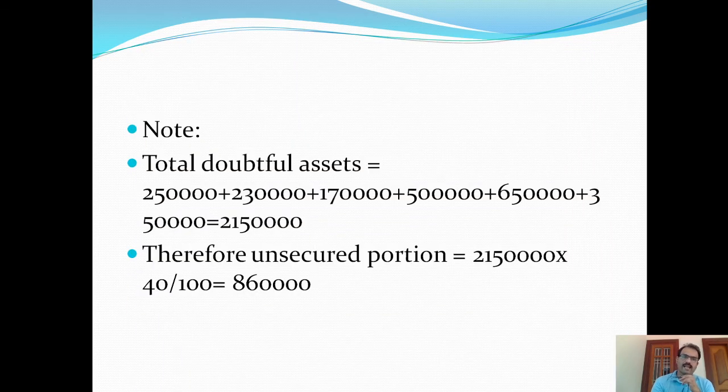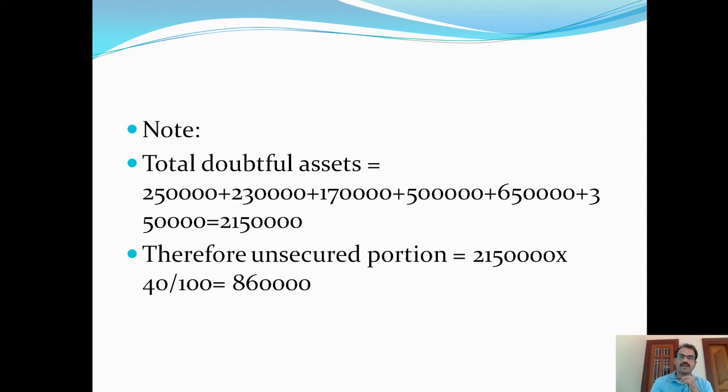So let us go to the calculation note. One note is given. Total doubtful assets is equal to 2,50,000 plus 3,30,000 plus 1,70,000 plus 5 lakh plus 6,50,000 plus 3,50,000. That is equal to 21,50,000. Out of this 21,50,000, 60% is secured. So the unsecured portion will be 21,50,000 into 40%, that is equal to 8,60,000.